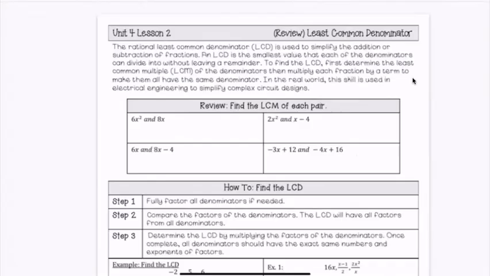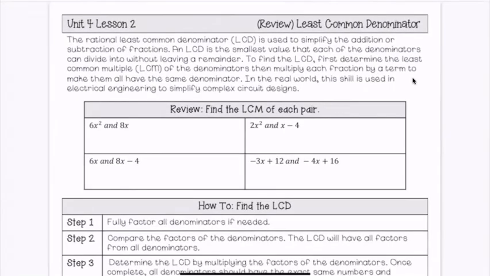Hey everybody, here is day one, or the first part of our review over least common denominator. Least common denominator, up here at the top we have some information, is used to simplify addition or subtraction of fractions. The first time you saw it was in late elementary school to simplify fractions.